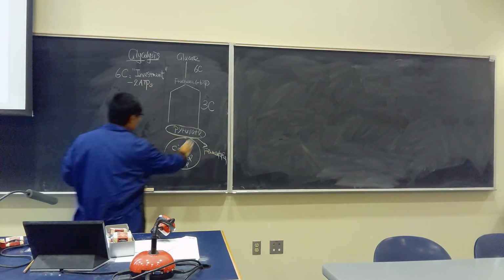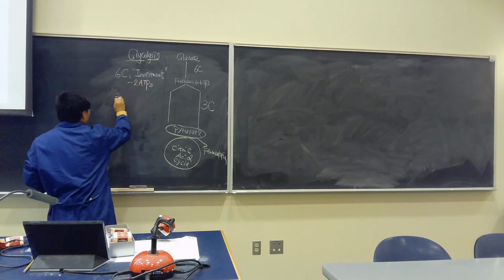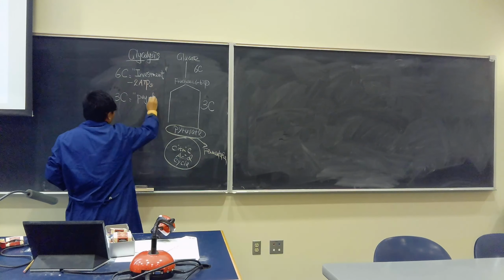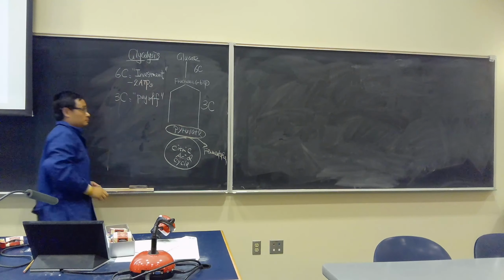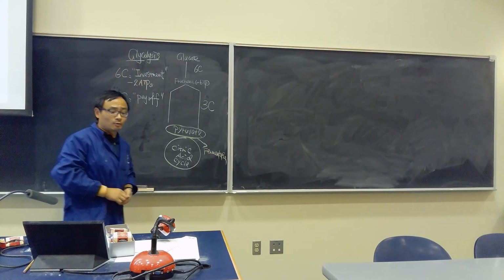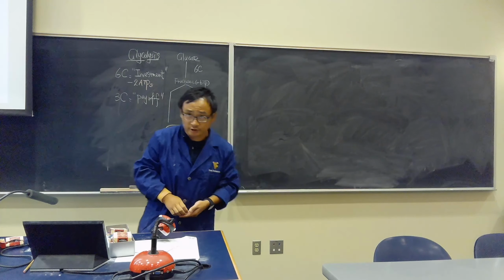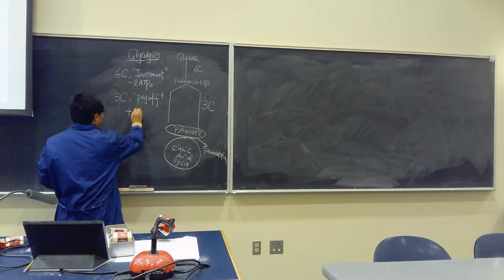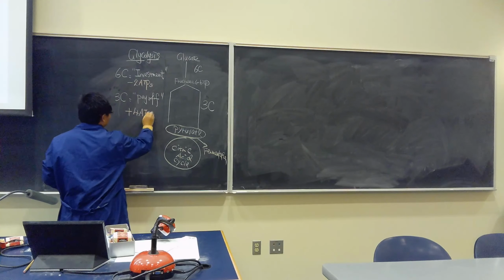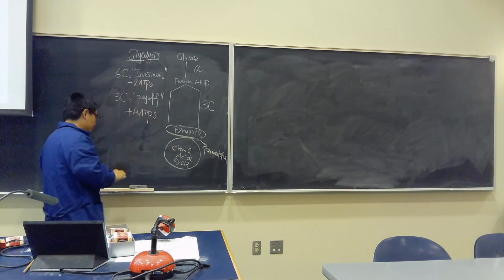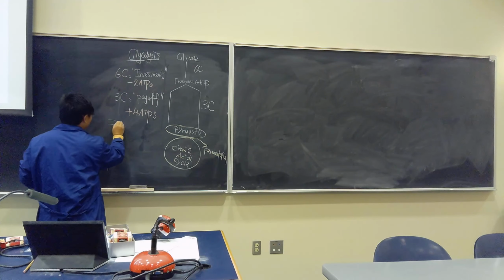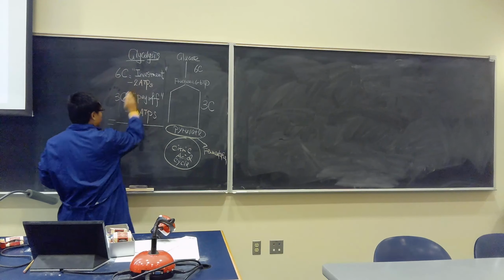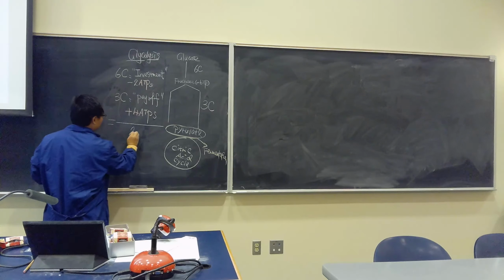Now you see the 3-carbon section. The 3-carbon section right here, we call it the payoff. Which means it's going to generate more money. Here, the money is ATP. So how many ATP are generated? 4 ATPs. So at the end of the day, how many ATP generated during glycolysis? Minus 2 plus 4 equals 2 ATPs.